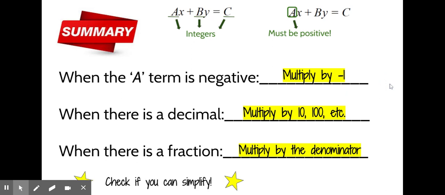Keep in mind, though, that you have to check to be sure if you can simplify. So when you're done multiplying both sides of the equation by whatever you are multiplying by, be sure you check to see if anything can be simplified.